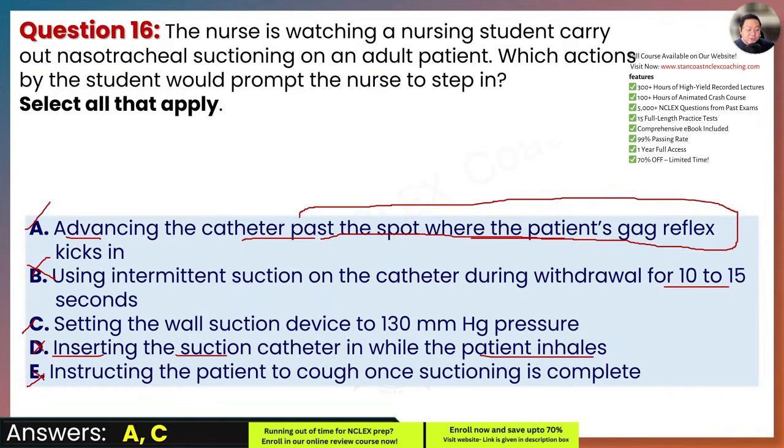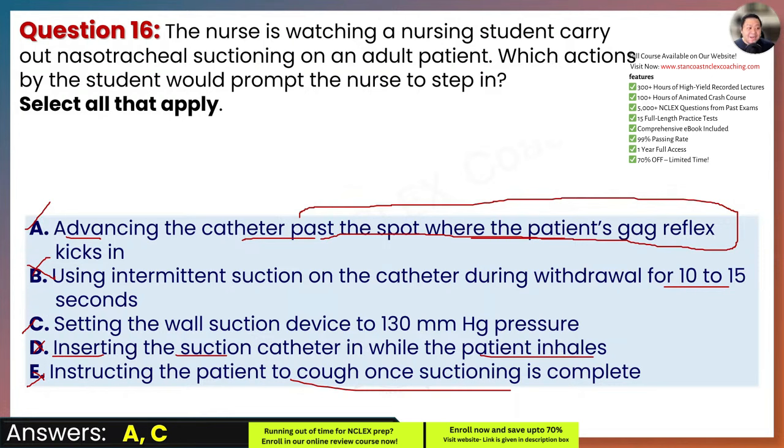Now, letter E is also an incorrect option. The clue words: cough once suctioning is complete. We know that coughing after suctioning is a good thing. It will help clear out any leftover secretions that might not have been removed during the suctioning. Plus, it naturally helps the patient re-expand their lungs after the brief interruption in the airflow. And so you as a nurse would not need to step in here as well.